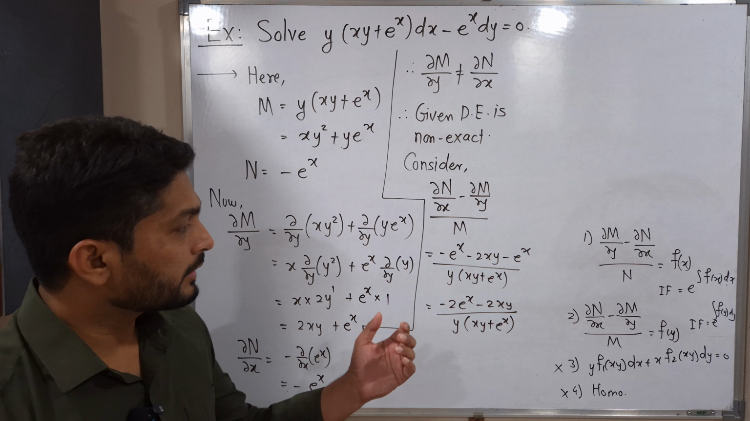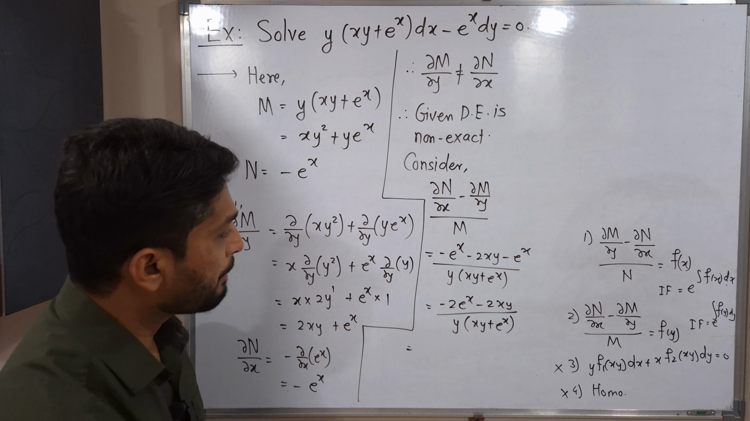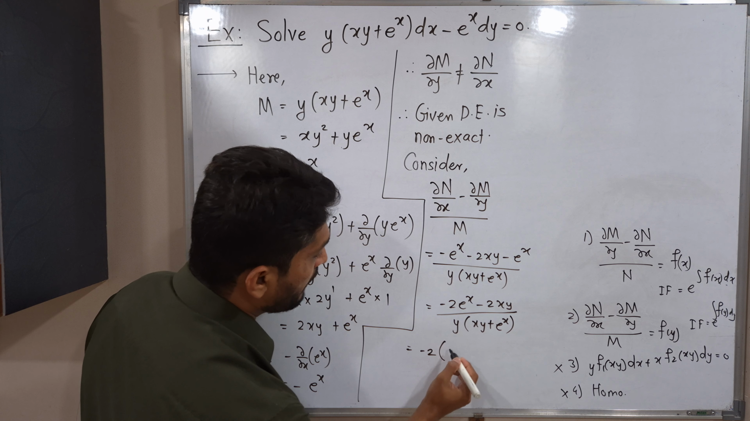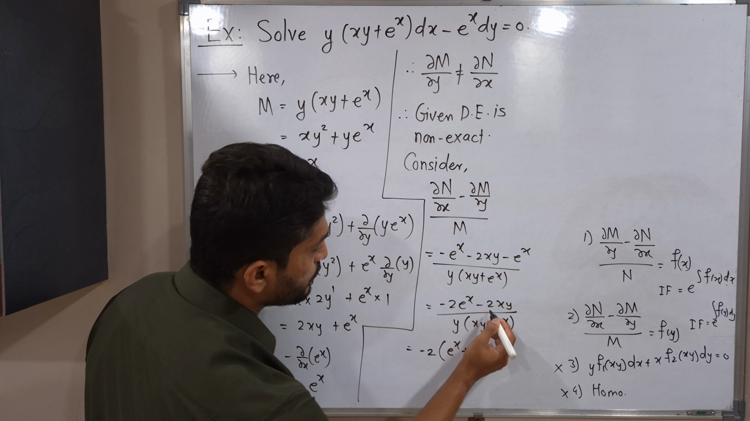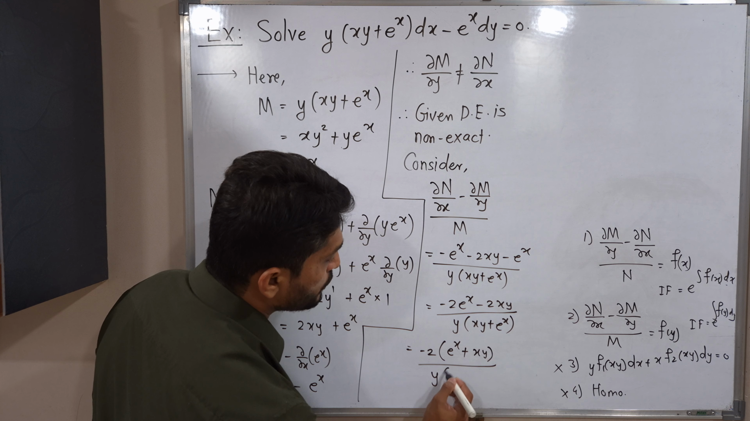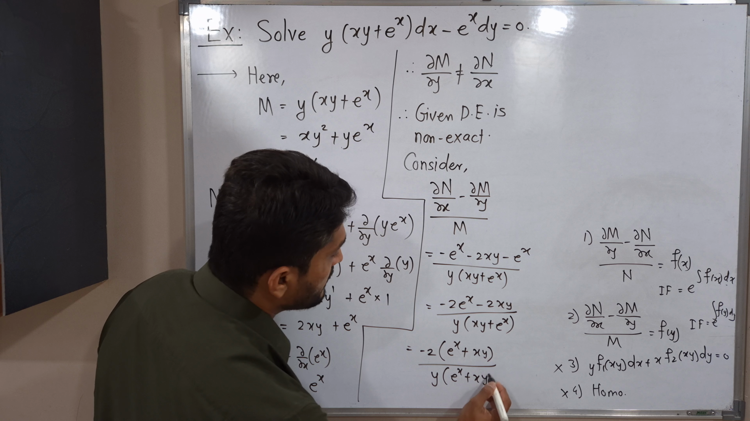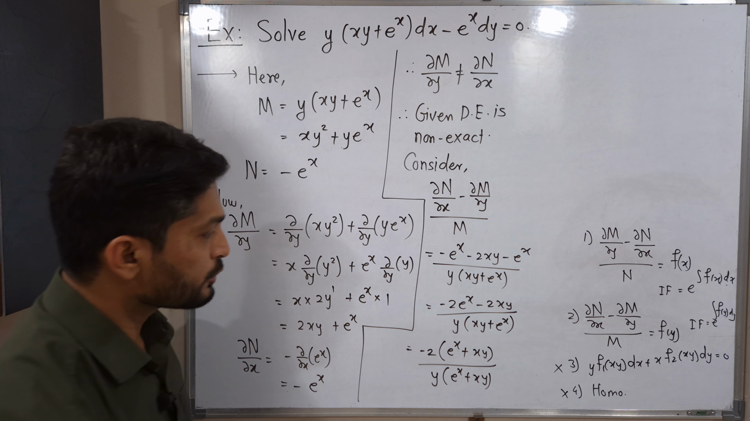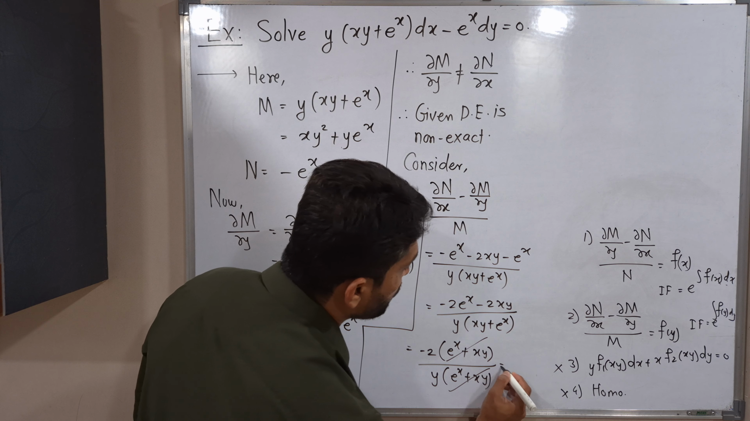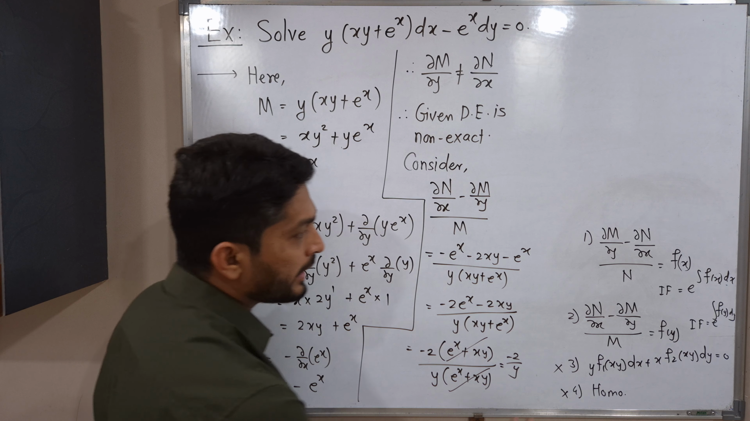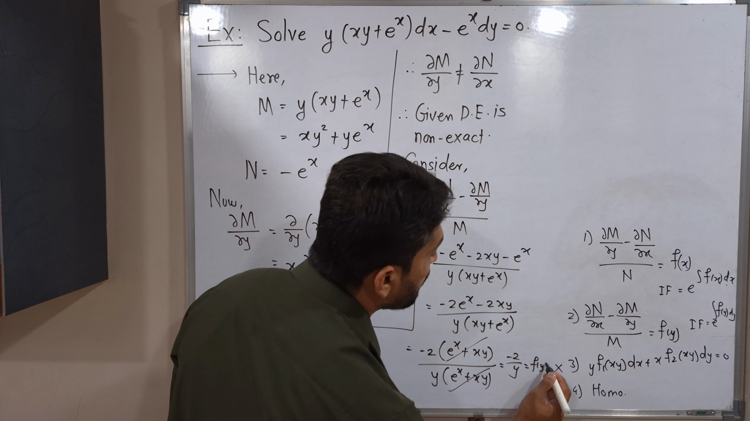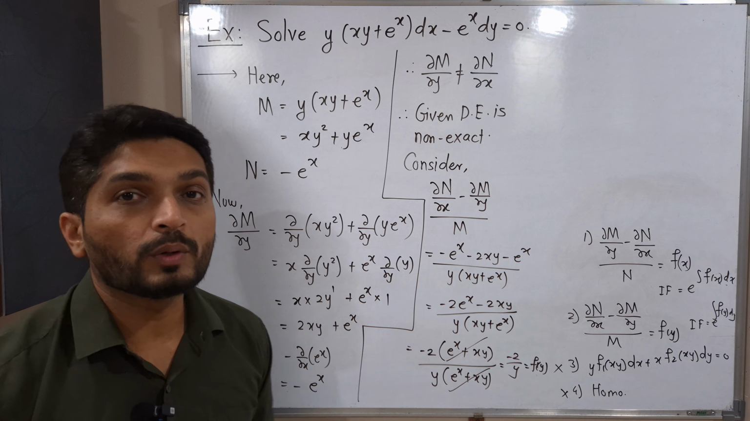Tell me, can we take anything common from the numerator? Minus 2 we can take common, right? So we have e raised to x plus xy here, with minus 2 outside. In the denominator, y(xy plus e raised to x), same as e raised to x plus xy. See, both brackets are the same, so we can cancel out. And the remaining part is minus 2 by y, right? So yes, we expected a function of y only and we are getting the same. So this is f(y). It means rule number 2 works here, getting it?